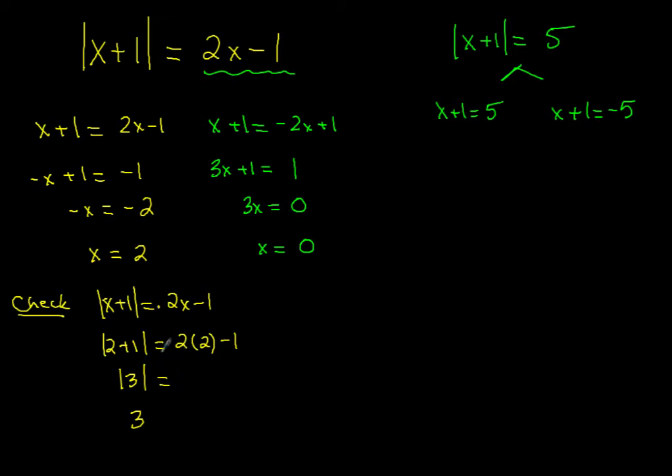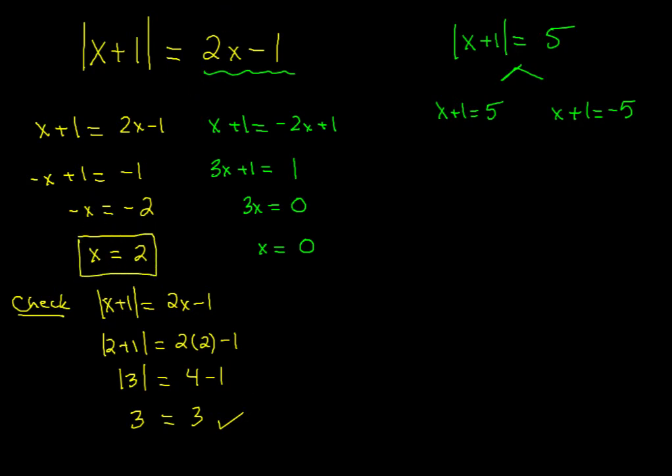On the right-hand side, now notice I'm keeping my equal signs nice, neat, lined up, because you want your mathematical writing to be nice, neat, and organized. So 2 times 2 is 4 minus 1, and 4 minus 1 is 3. Hey, looky, I got the same number on both sides, boom. So x equals 2 is a solution.